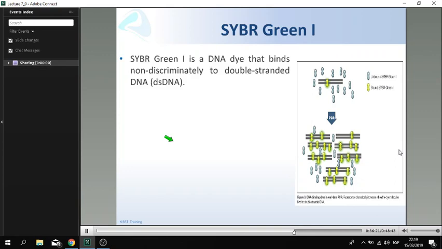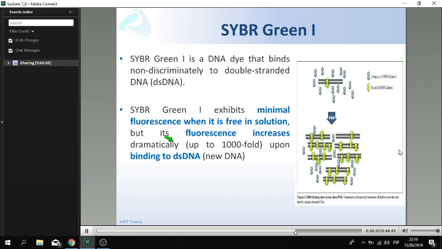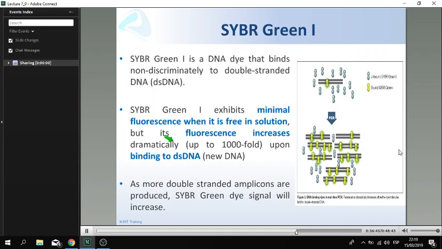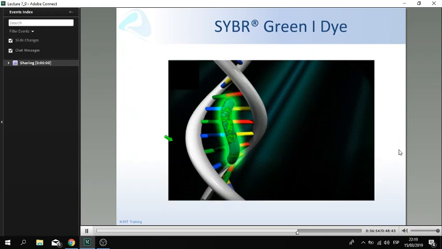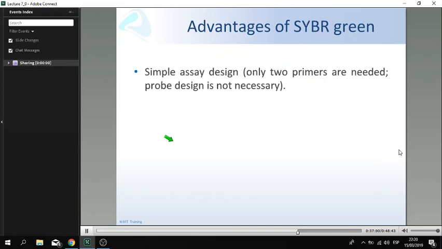Next chemistry is SYBR Green chemistry. So SYBR Green is a dye that binds to any double-stranded DNA. It doesn't have any fluorescence when it's free in solution, but when it binds to DNA, its fluorescence increases 1,000-fold, so it can be seen. Okay, so the more double-stranded amplicons or products are produced, the more SYBR Green fluorescence will increase. So again, it's proportional to the amount that we are making. This dye doesn't have fluorescence really, but when it binds to DNA, it starts fluorescing.